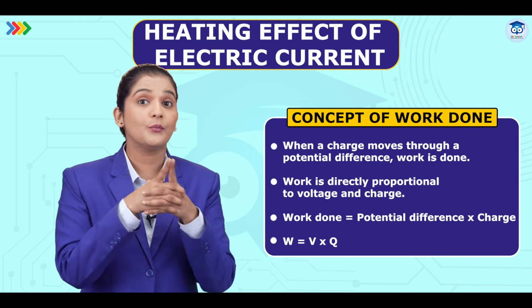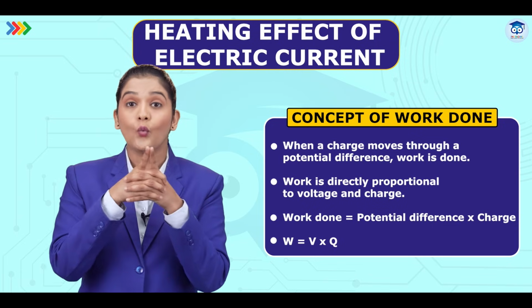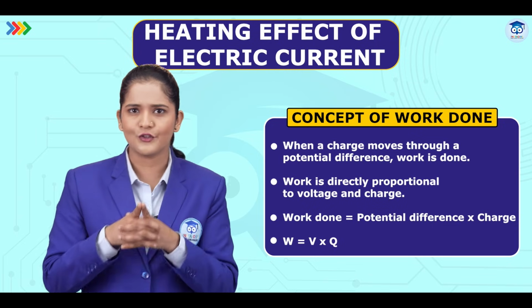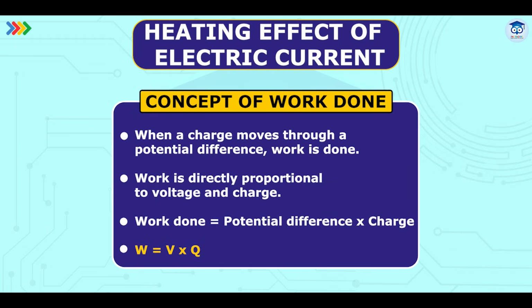To relate this to the broader concepts of electric work and power, consider what happens when a charge moves through a potential difference. In doing so, work is done by the electric field. The work done, denoted by W, is directly proportional to voltage and charge, and as such it is defined as the product of the potential difference and the amount of charge moved, or W is equal to V into Q, where V is the potential difference in volts and Q is the charge in coulombs.